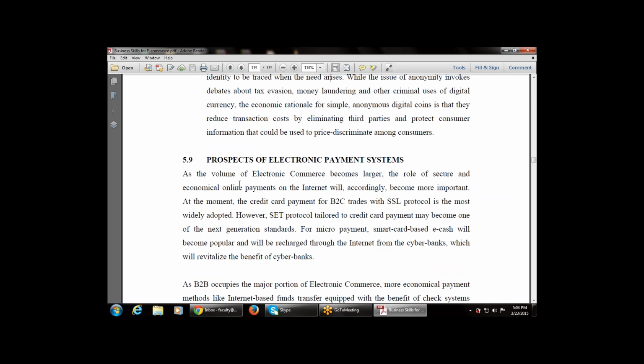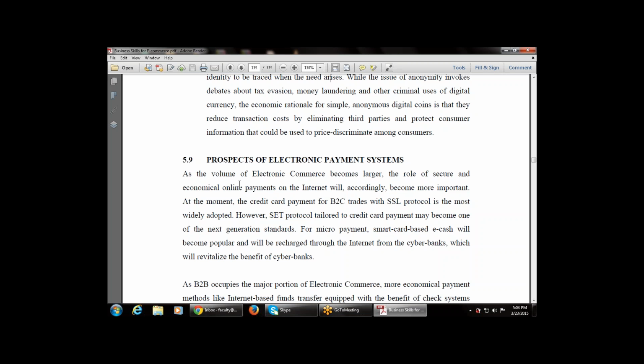Now, these are the various properties that we have covered, like anonymity, convenience, monetary value. So these are the various properties of digital currency. Now, the next is prospects of the e-payment system. Prospects means what are the various applications in which the e-payment system is used.